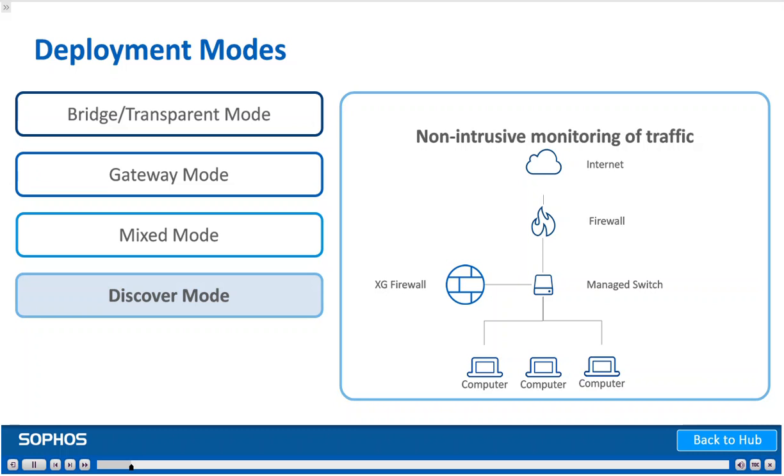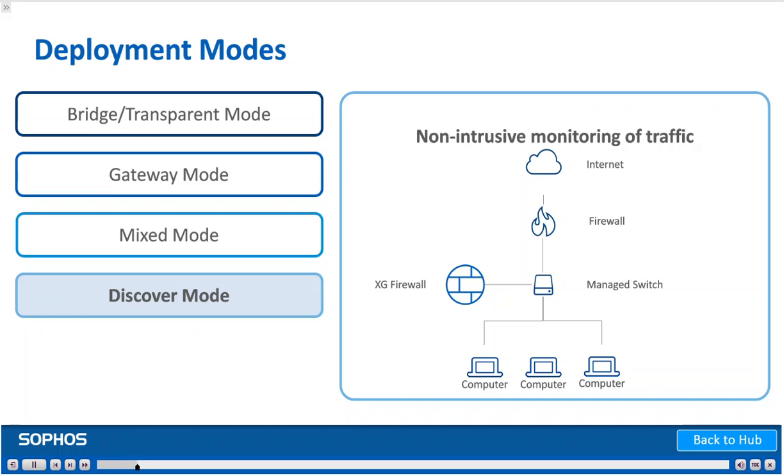The final deployment mode is Discover mode. In this mode, the Sophos XG Firewall gets a copy of all of the network traffic that is passing through a switch on the network. This can be used to build a detailed report to show how Sophos XG Firewall would have handled the traffic and is useful for demonstrating and evaluating Sophos XG Firewall.